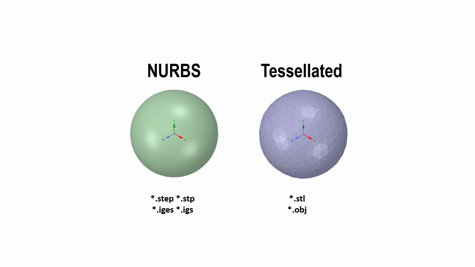The first category is called NURBS-based CAD, and it stands for Non-Uniform Rational B-Spline. In this category, the geometry is represented by an analytical function, or spline.